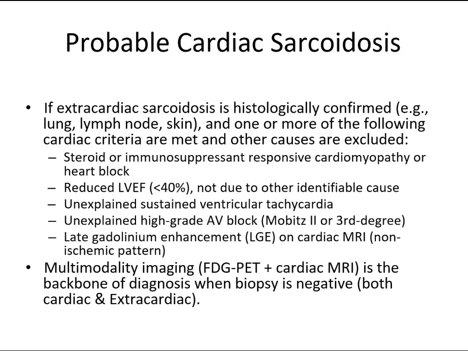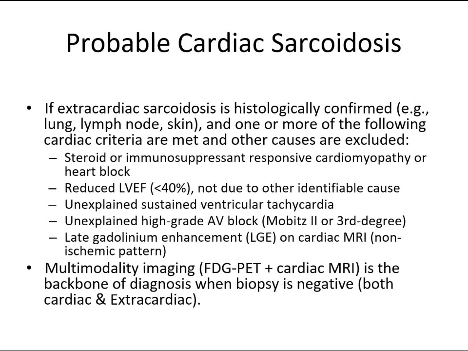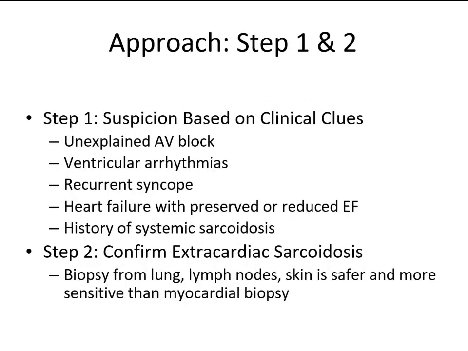late gadolinium enhancement on cardiac MRI. Multimodality imaging, combining FDG PET and cardiac MRI, forms the backbone of diagnosis when biopsy results are negative, whether for cardiac or extracardiac tissue. FDG PET detects active inflammation, while cardiac MRI highlights fibrosis or scarring, giving us a comprehensive picture of disease activity and progression. Our diagnostic journey starts with clinical suspicion.